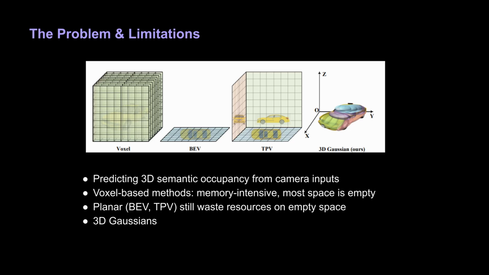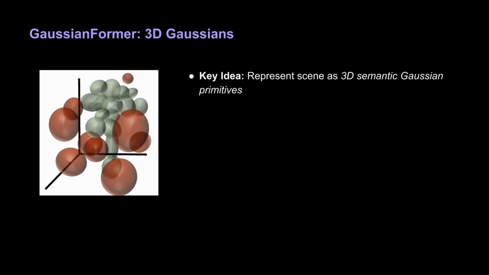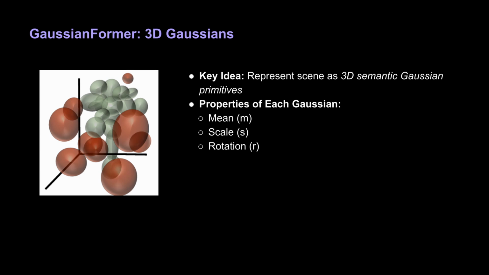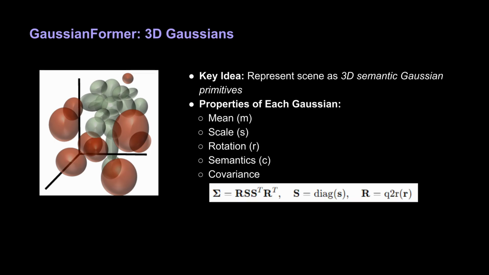Instead of relying on dense fixed grids, GaussianFormer proposes representing the entire 3D scene as a set of 3D Gaussian primitives. So, what are these 3D Gaussians? Each Gaussian is a flexible, object-centric primitive defined by the following parameters. A mean m representing the center position in 3D, a scale vector s describing the size in 3D, a rotation quaternion r describing rotation in 3D, and semantic logits c that provide classification information. The covariance of the Gaussian is then derived from s and r.